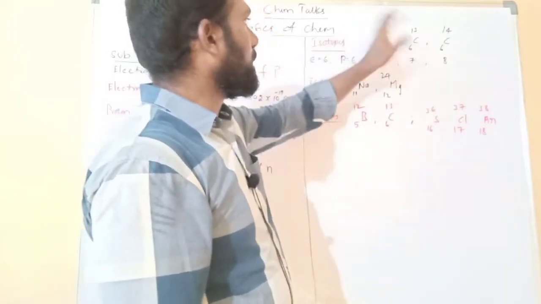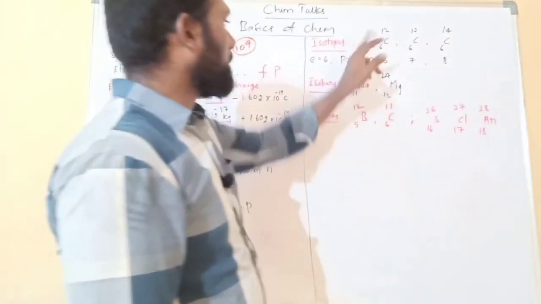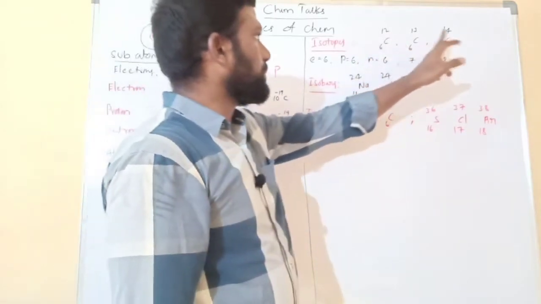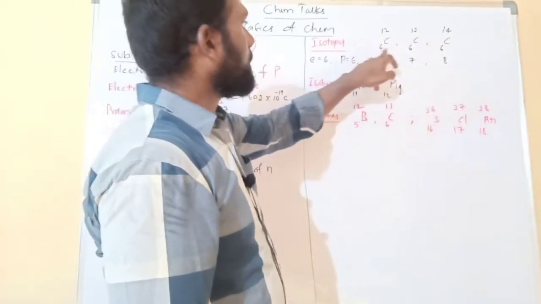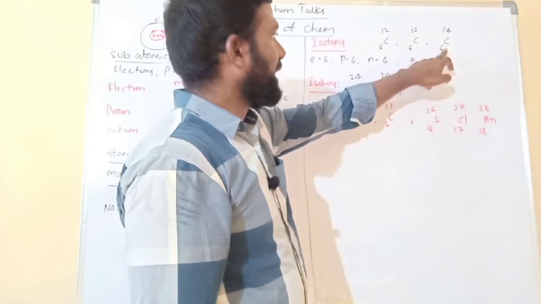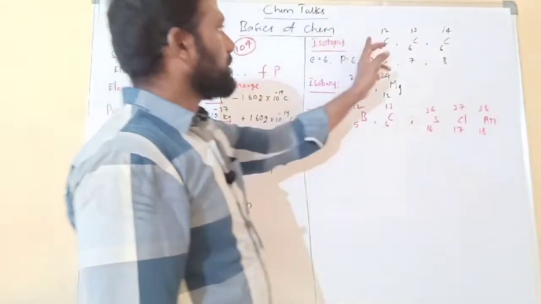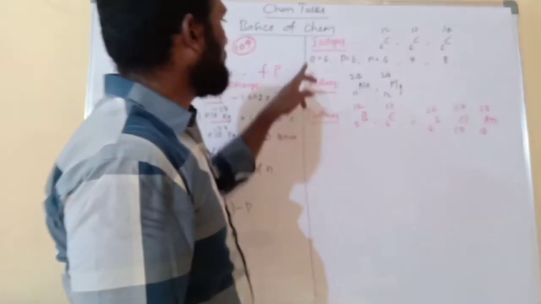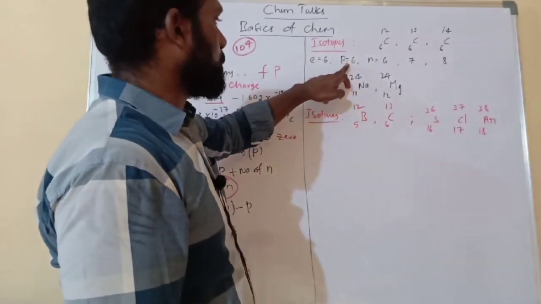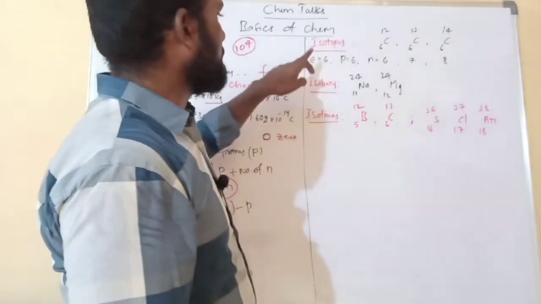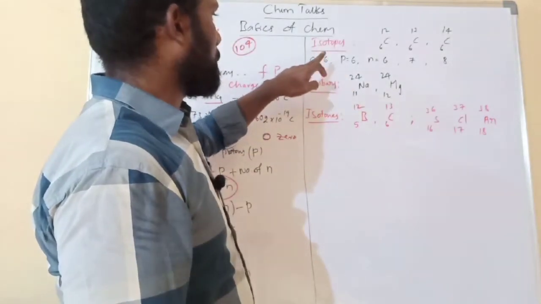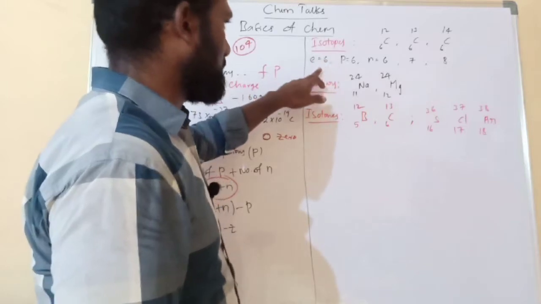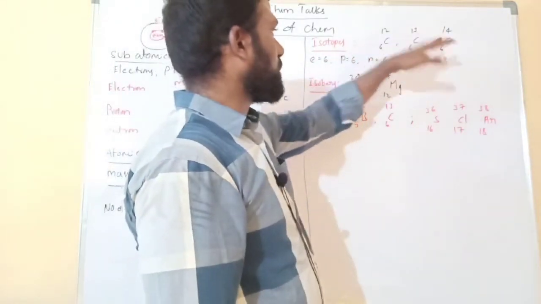What is the similarity and what is the difference? Here, the similarity is all the 3 carbon atoms have same atomic number. That means equal number of protons, 6 protons. Obviously, they will have 6 electrons. Number of protons 6, number of electrons 6, and let us find number of neutrons.